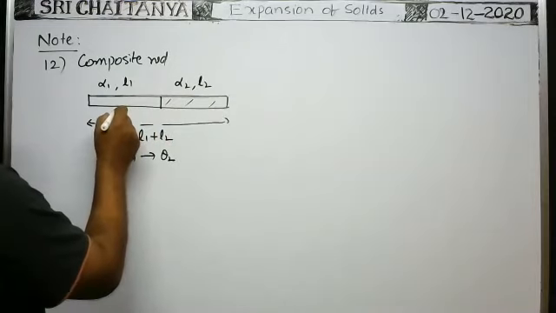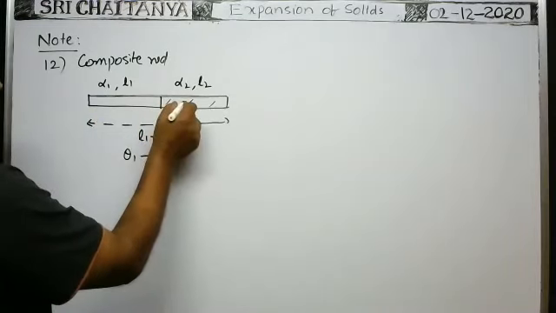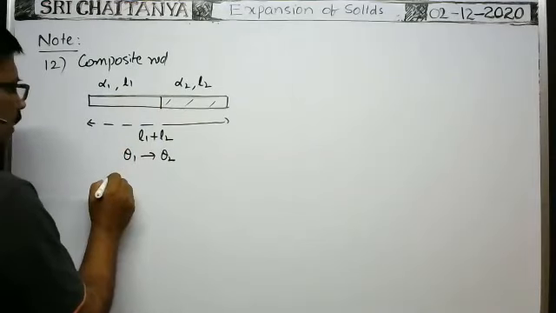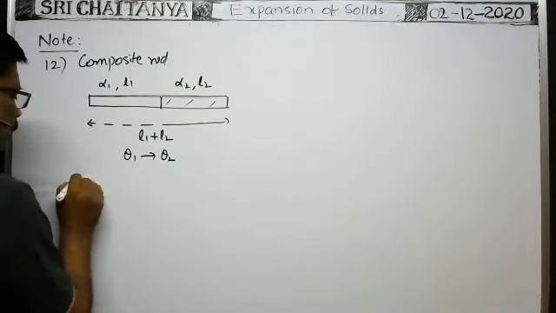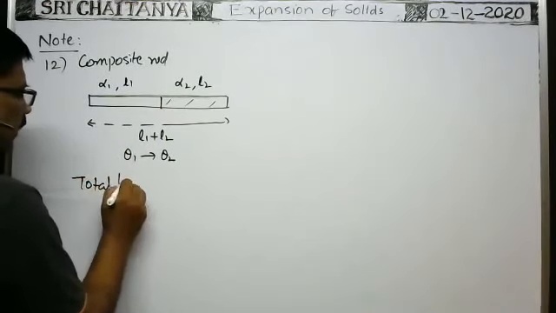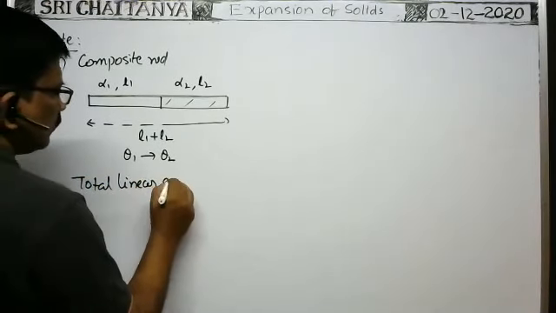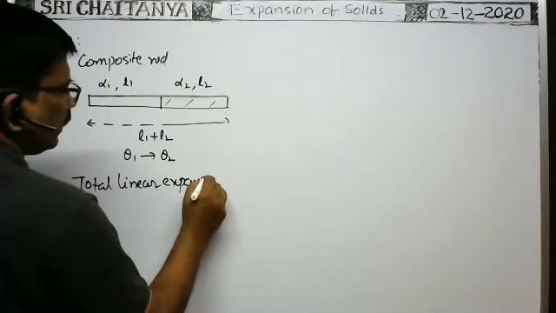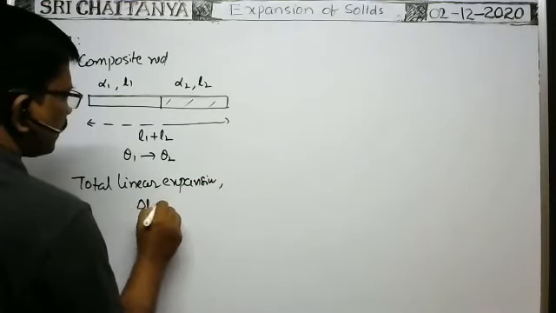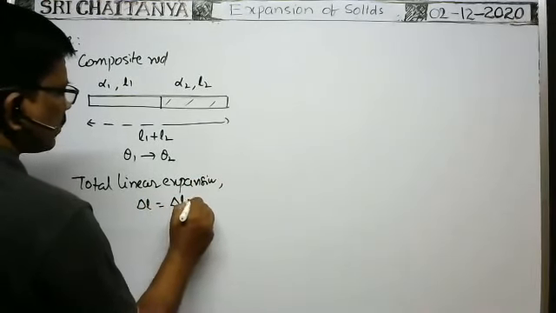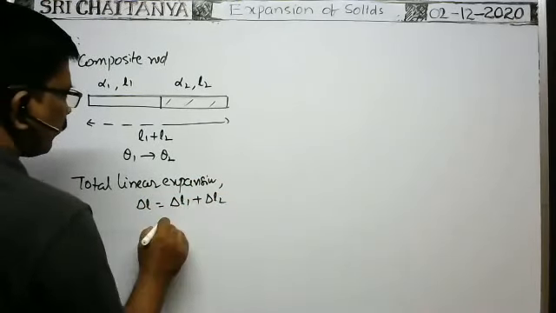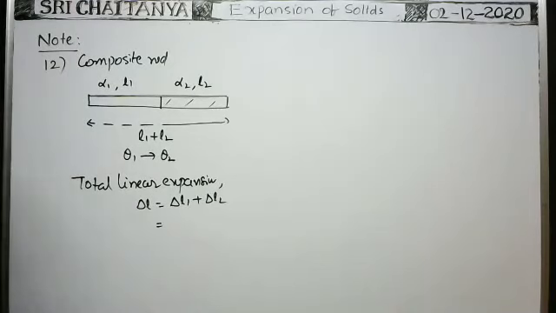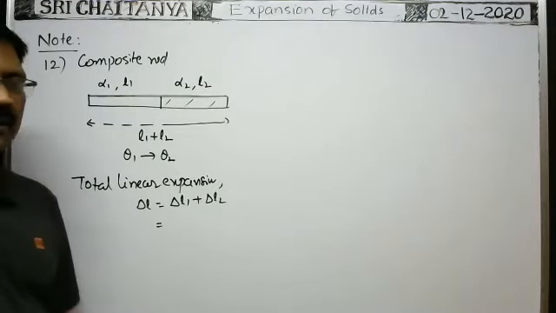Suppose the increase in length of this rod is delta L1, and the increase in length of the other rod is delta L2. The total linear expansion delta L is equal to the linear expansion of the first rod plus the linear expansion of the second rod. So what is the linear expansion of the first rod? Linear expansion is the increase in length of the first rod.